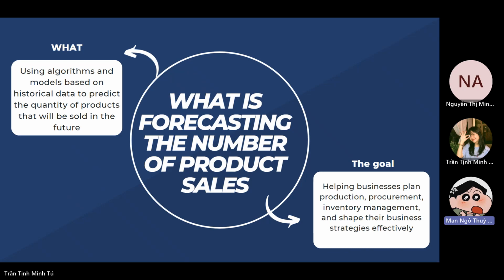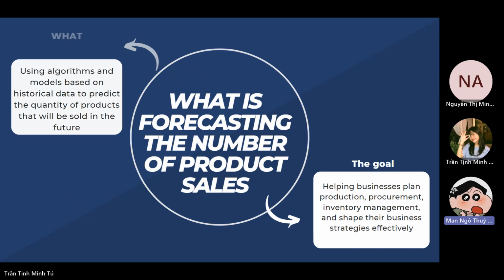What is forecasting the number of product sales? It uses algorithms and models based on historical data to predict the quantity of products that will be sold in the future. And the goal is to help the business plan production, procurement, inventory management, and shape their business strategy effectively.